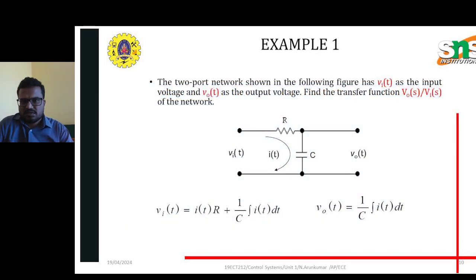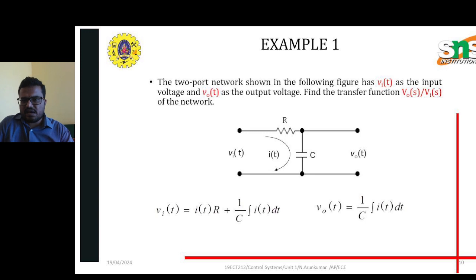Example 1. Here they are connecting a two-port network shown in the following figure. Based on the input and output voltage, we can calculate the transfer function of the network. We have already studied that the transfer function is output by input, V naught of t divided by Vi of t. We have to calculate the output voltage with respect to the input voltage, so that we can calculate the transfer function. We already know how to divide this problem: we divide it into two loops. Your first loop is Vi of t and the second loop is V naught of t.